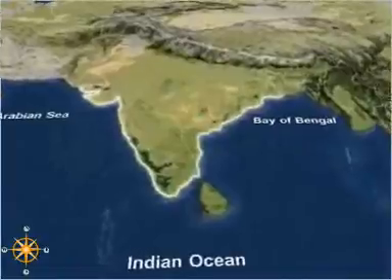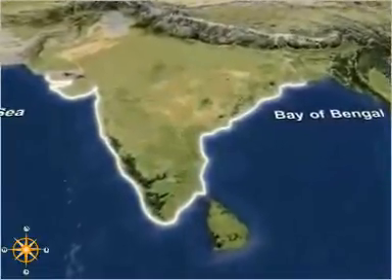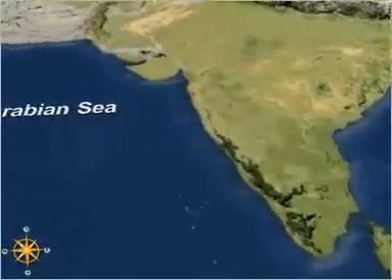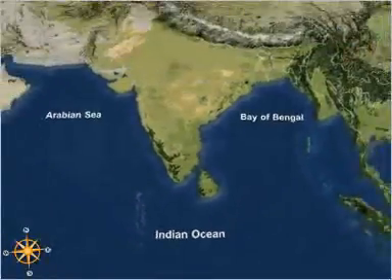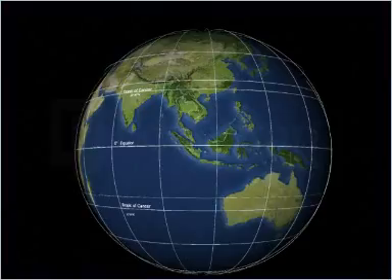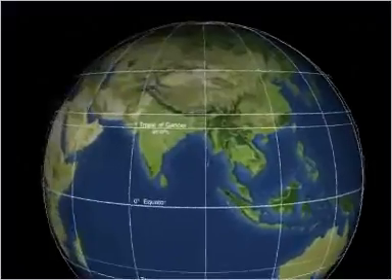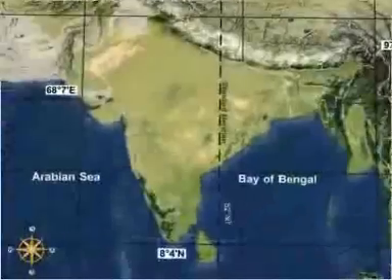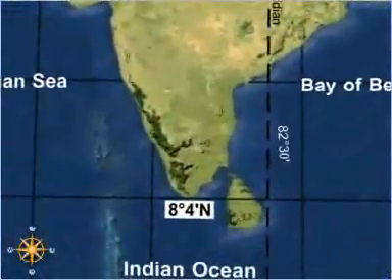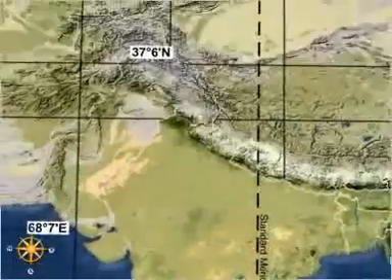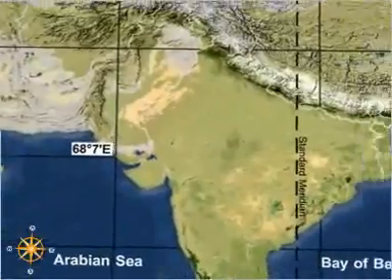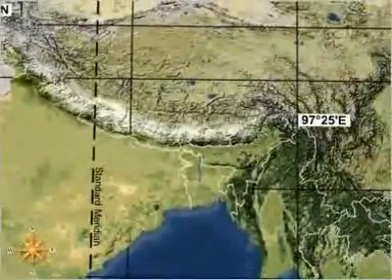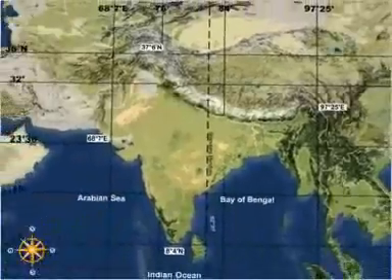The roughly triangular peninsula touches three large bodies of water, namely the Arabian Sea in the west, the Bay of Bengal in the east, and the Indian Ocean in the south. Lying entirely in the northern hemisphere, the Indian mainland extends between latitudes 8 degrees 4 minutes north and 37 degrees 6 minutes north, and longitude 68 degrees 7 minutes east and 97 degrees 25 minutes east.